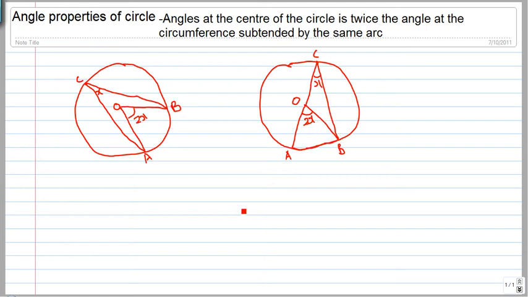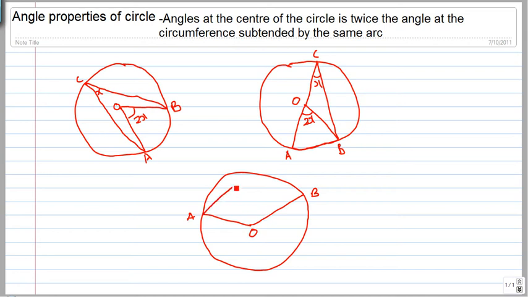Another variation is this. This is the center of the circle. This is A, this is B, and let O be the center of the circle. You can see that this is a four-sided figure, a quadrilateral, within the circle itself, and the arc that we are considering is AB here.